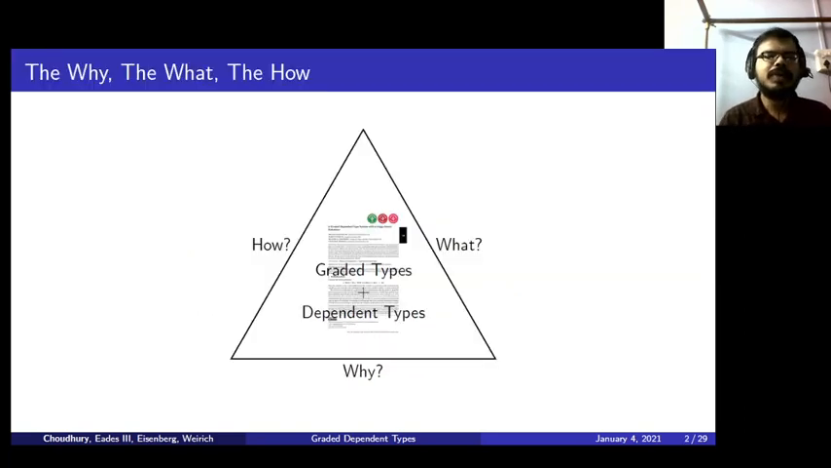In our paper, we combine graded types and dependent types. During the talk, I shall discuss the three vital aspects of our paper: the why, the what, and the how. Let's start with the why.